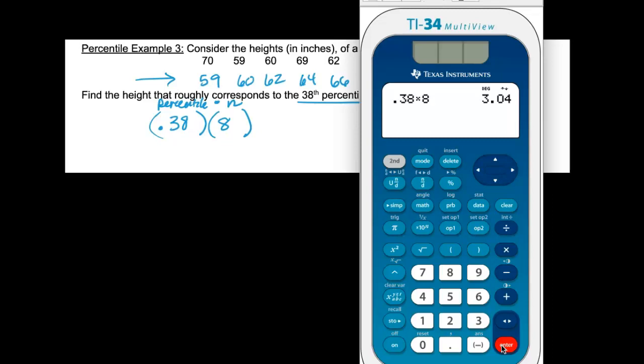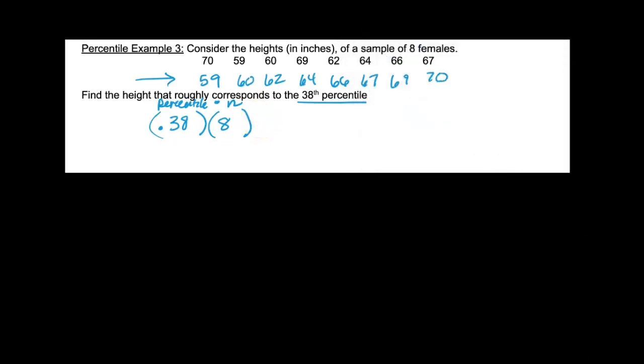Now here I would just round to the nearest whole number. You're not always going to get a whole number answer. 3.04 is very close to 3. So we'll say approximately 3. And that means 3 values are below the 38th percentile.